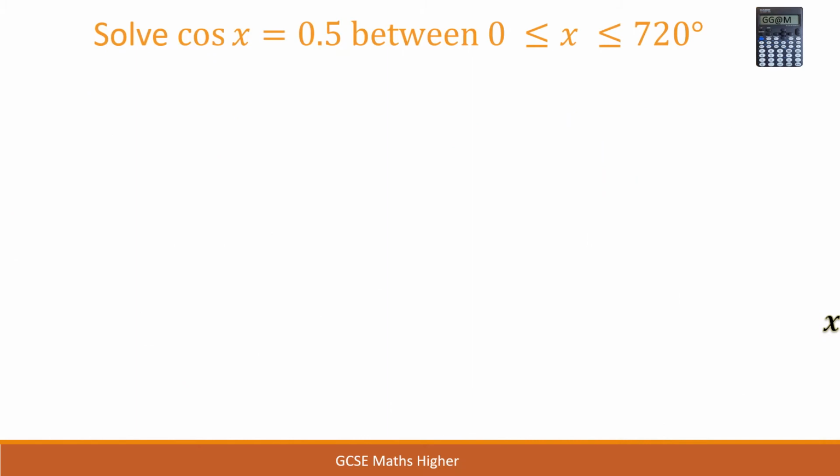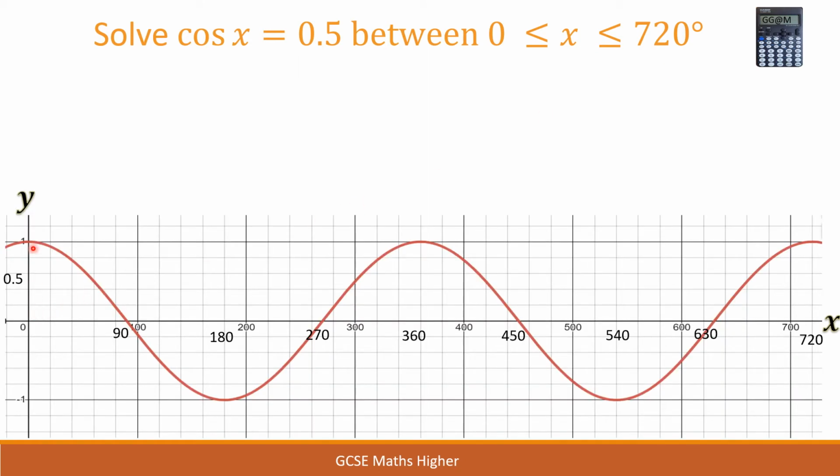Now we're looking at solving cos x equals 0.5. And to solve cos x equals 0.5 between 0 and 720 means we need to know what the shape of the graph is going to look like between 0 and 720. Now the sine curve and the cosine curve are very similar, but the cosine curve starts at the point 0, 1. The sine curve starts at the point 0, 0.